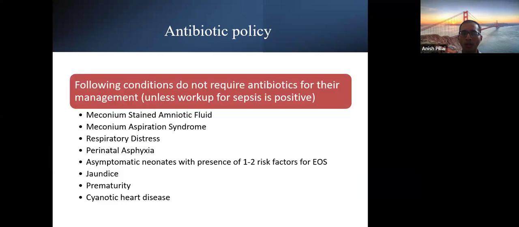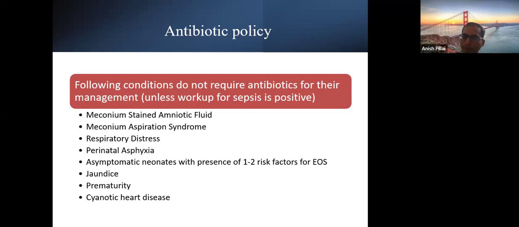It is always good to have an antibiotic policy for every hospital, because it shouldn't be that 5 different doctors are starting 5 different antibiotics. There are certain conditions where antibiotics are not needed unless there is some additional risk factor. The reason this is listed is that these are common reasons why doctors like me start antibiotics. If it is a meconium stain or meconium aspiration syndrome, routine antibiotics are not needed. The baby has only respiratory distress due to the meconium, so no need to start antibiotics.